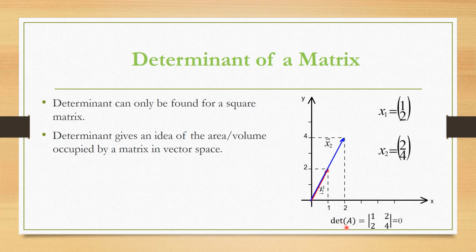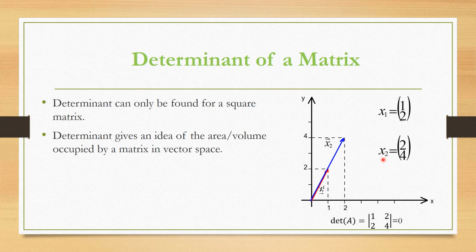For example, I am choosing a 2 by 2 matrix with 1, 2 as the first column of the matrix, and 2, 4 as the second column of the matrix. The first column is referred to as the vector x1 bar. The second column is referred to as the vector x2 bar.